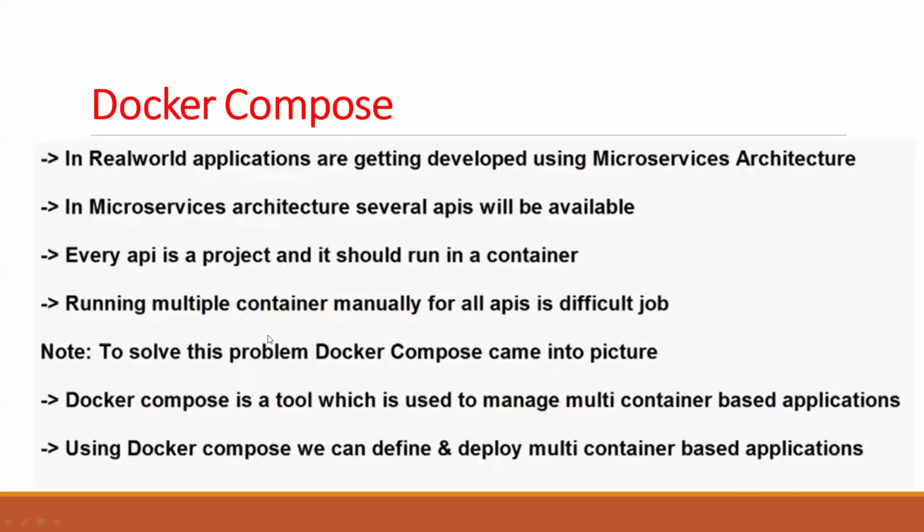Docker Compose. In the real world, applications are developed using microservice architecture. In microservice architecture, several APIs will be available. Every API is a project and it should be run as a container. So running multiple containers manually for all the APIs is a difficult job. To solve this problem, Docker Compose comes into the picture.